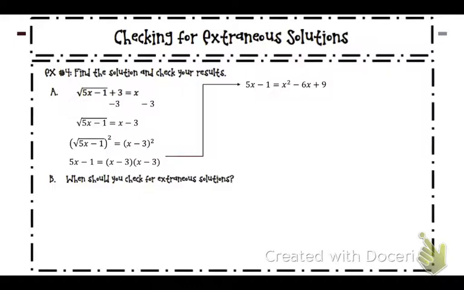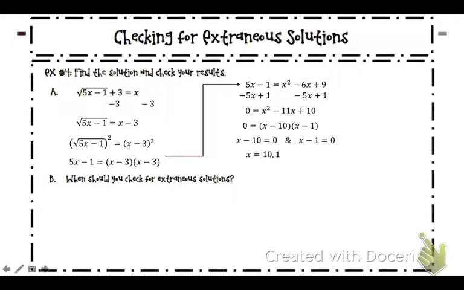Now, we have a squared term, we have an x term, and we have a constant, which means I need to get everything to one side, set it equal to 0 so I can solve this by factoring. So I'm going to subtract the 5x over, add the 1. So you get 0 equals x squared minus 11x plus 10. Use the X to factor that. Factors down to x minus 10, x minus 1. So then you set x minus 10 equal to 0 and x minus 1 equal to 0, x equals 10, and x equals 1. Now I need to double check both of those answers.